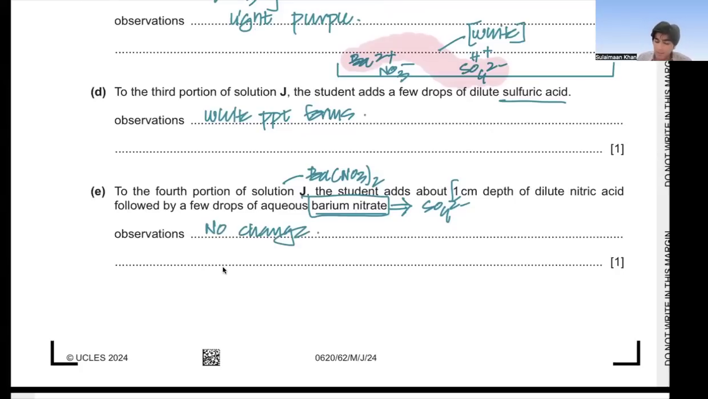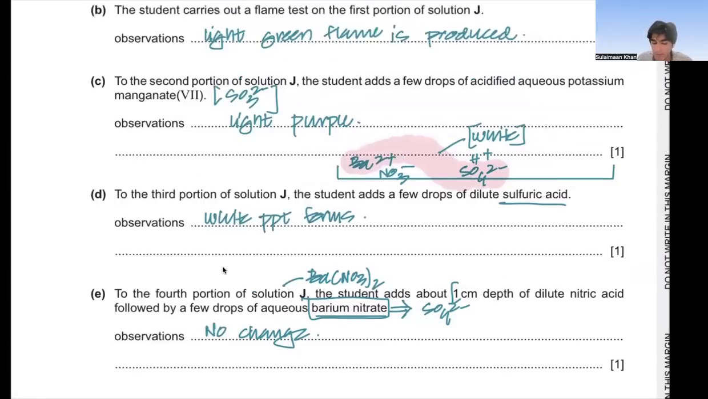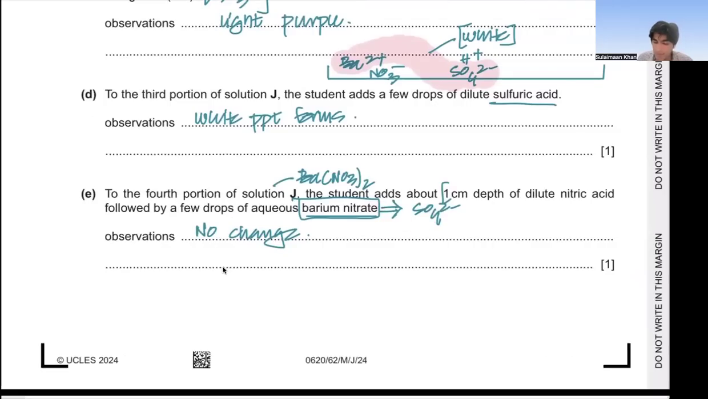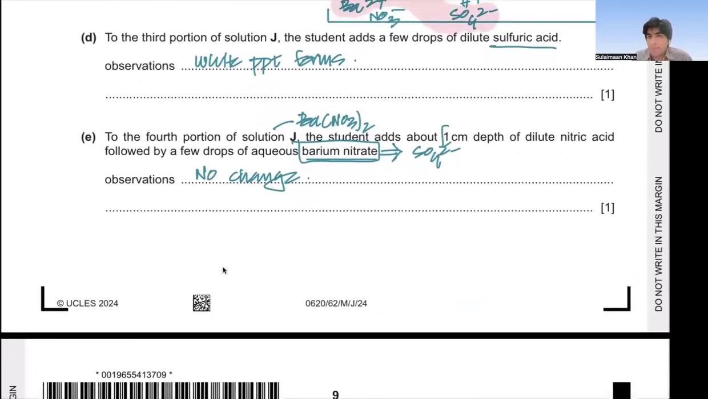Students might think, oh, this is a test for sulfate and it was present above. No. If the examiner had said the student adds dilute nitric acid and a few drops of barium nitrate to the above solution right here, and there are still a few sulfate ions left, only then would you get a white precipitate. But this is solution J. Solution J is barium nitrate. So why would there be any change? Why would a white precipitate form? There's no sulfate ion in barium nitrate. So he's just adding barium nitrate to barium nitrate. That's dumb.